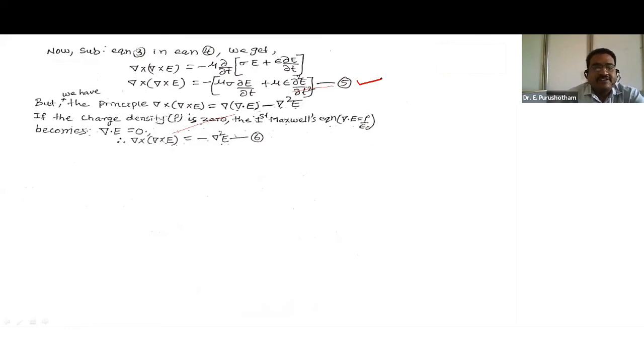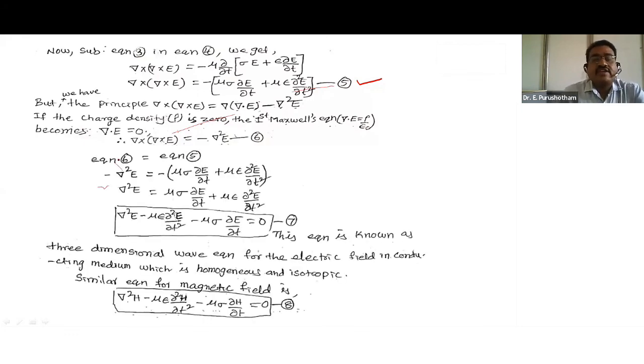But by the vector identity, curl of curl of E is equal to del into del dot E minus del square E. If the charge density rho is 0, according to Maxwell's equation, del dot E is equal to 0. So curl of curl of E is equal to minus del square E. That is equation number 6. Equation 6 is equal to equation 5, because the left side of equation 6 and the left side of equation 5 are the same. So we can write the right sides as equal: minus del square E is equal to minus mu sigma dou E by dou t minus mu epsilon dou square E by dou t square. So minus minus gets cancelled, and we can write equation 7.